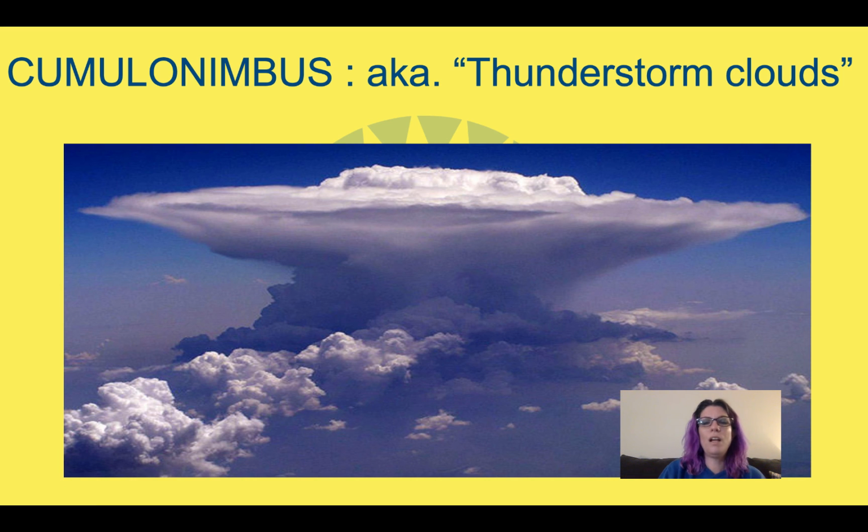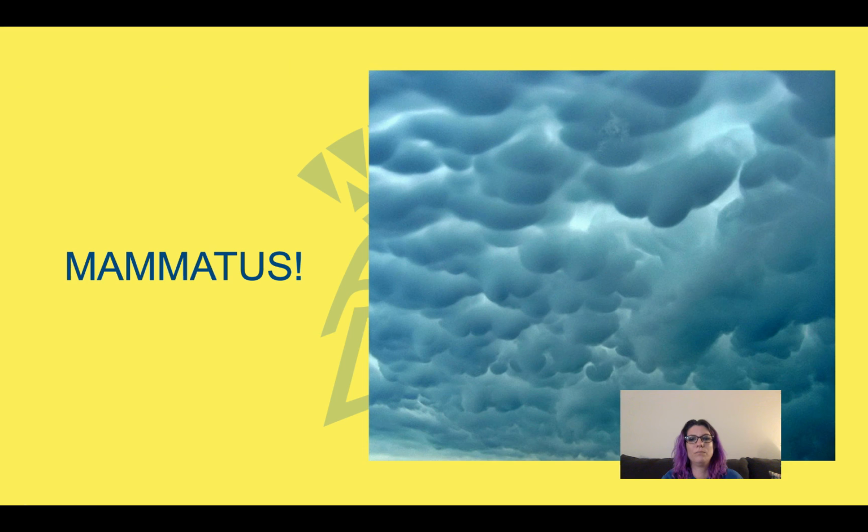All right, and then here's what a cumulonimbus cloud looks like from the air. You can really see how this has some vertical development to it. It's got these strong updrafts going in there. And then there's the anvil here. These are our thunderstorm clouds.